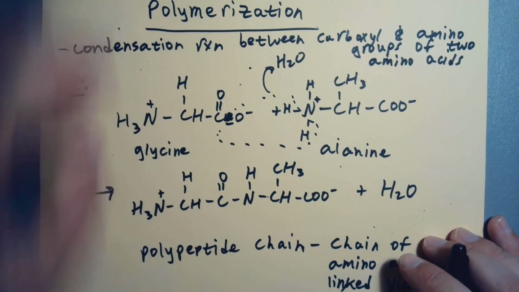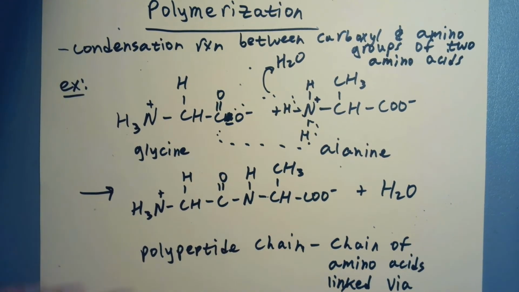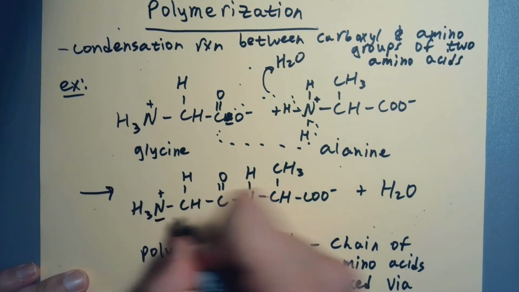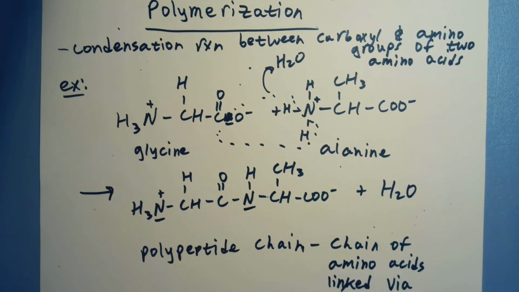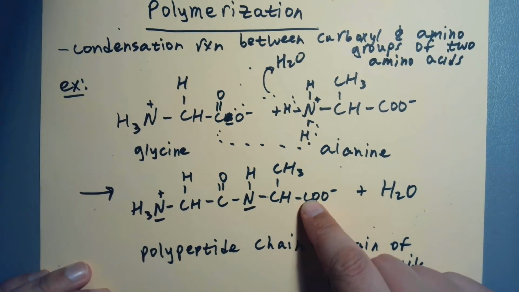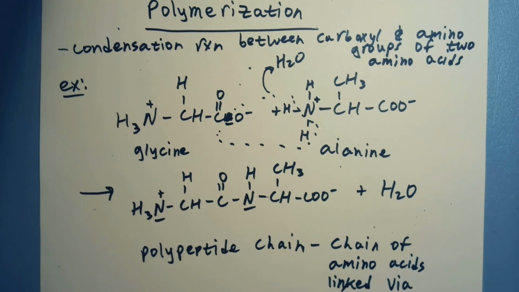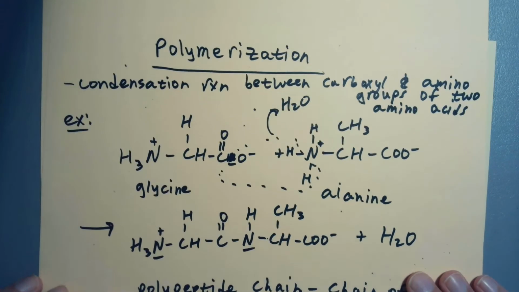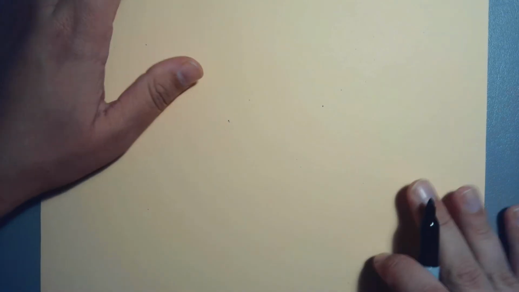Alright, so that's polymerization. I talked about, how do you count? Well, you just go boom, boom, 2 nitrogens in my chain, 2 amino acids. Alright, so next let's talk about phosphorylation.